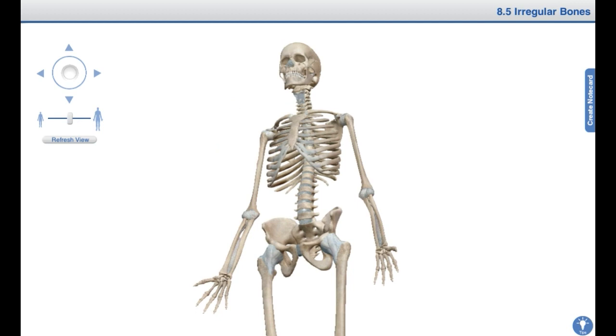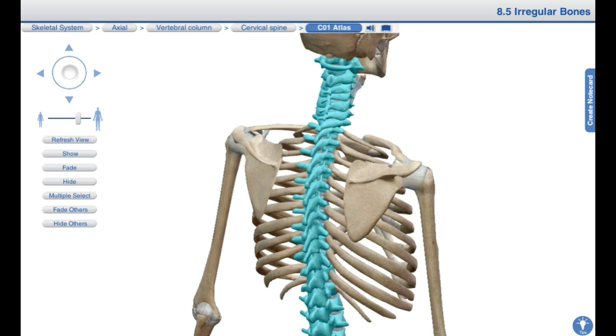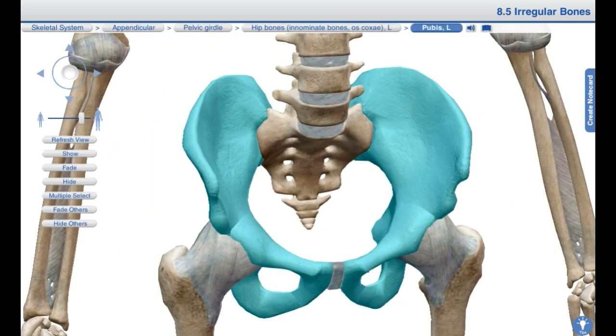The next type of bones are irregular bones. Irregular bones vary in shape and structure. They don't have any proper structure. For example, the vertebrae, which are of different shapes, and the pelvic bones. They also have a different shape from each other.